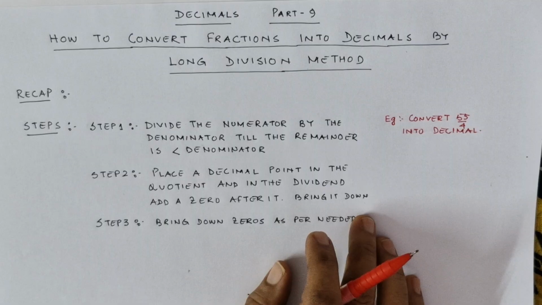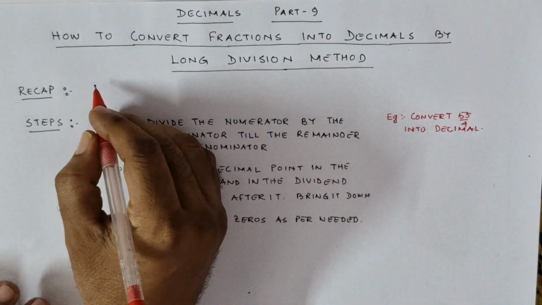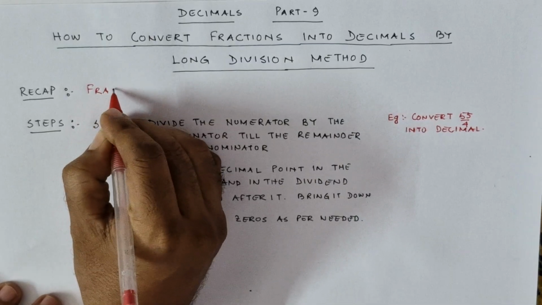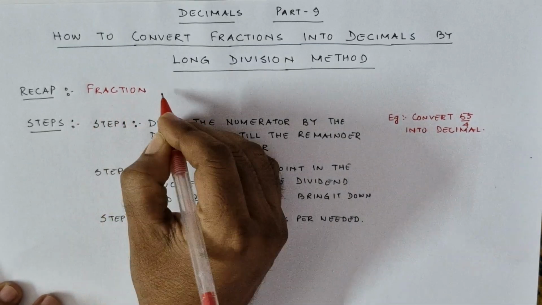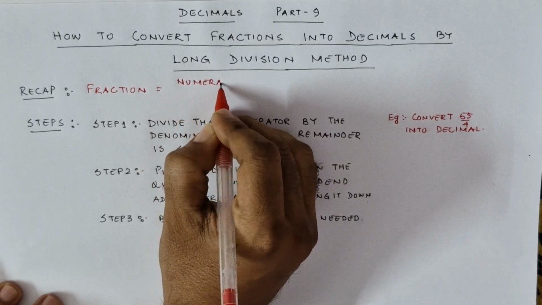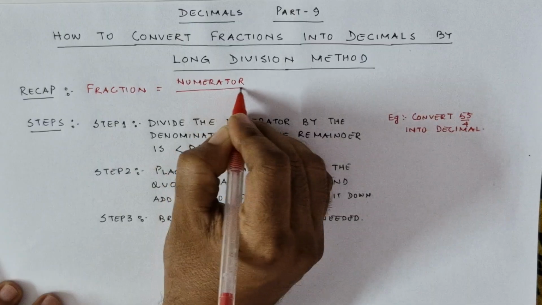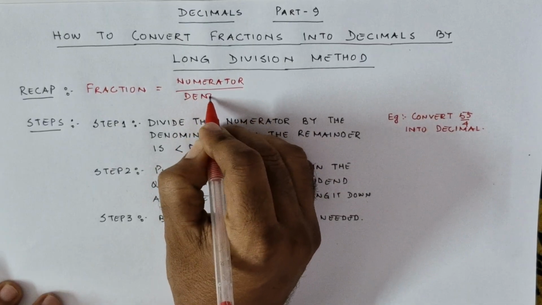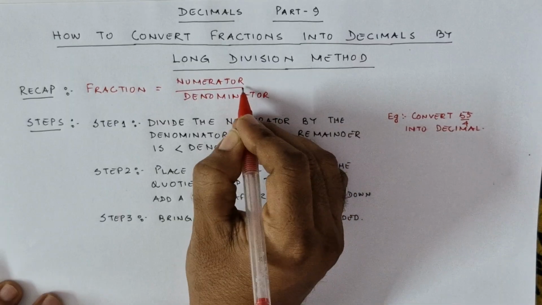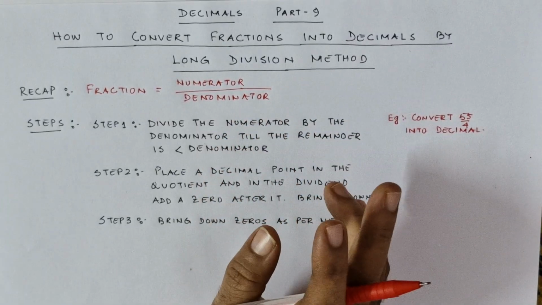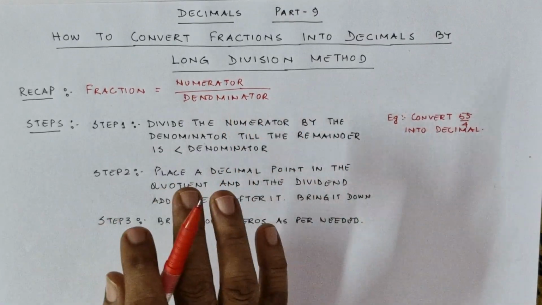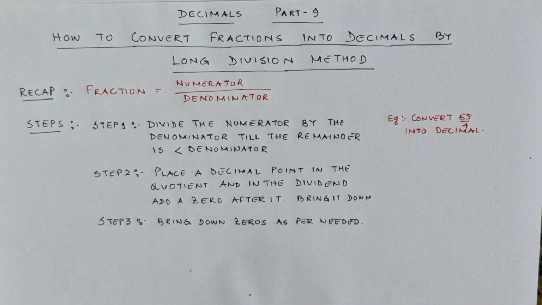Got it? So let's have a recap. You know that a fraction is equal to what? Numerator divided by the denominator. So you know it, you have studied. Now we'll find the decimal by just dividing the numerator by the denominator. Got it? It's a simple division, but there is a trick we'll learn.